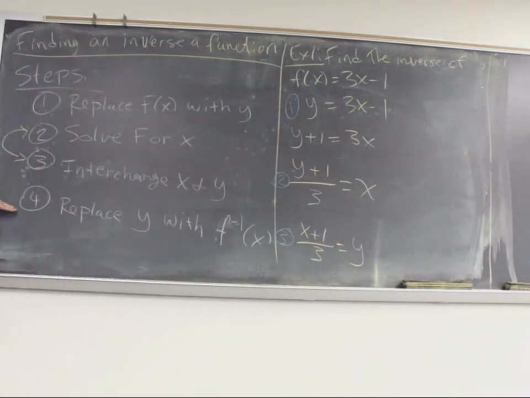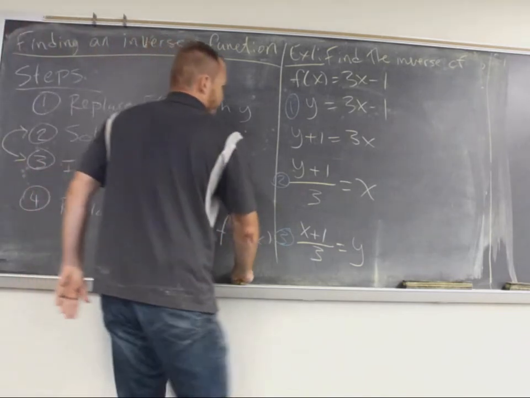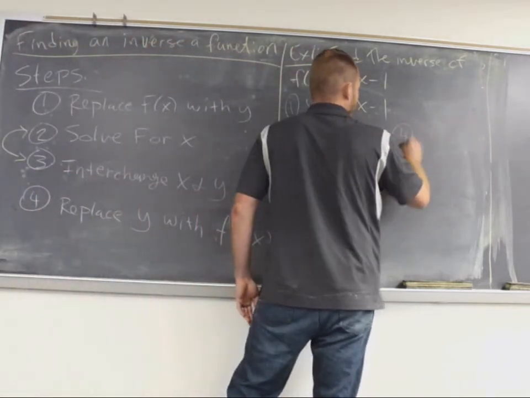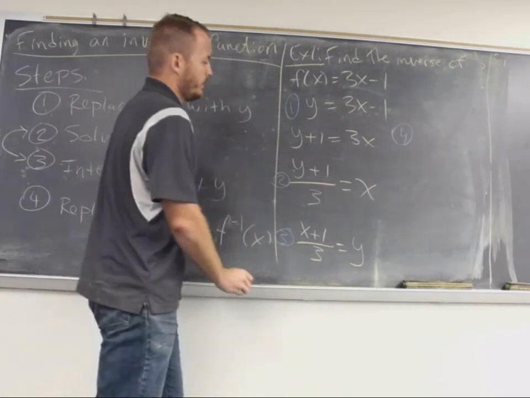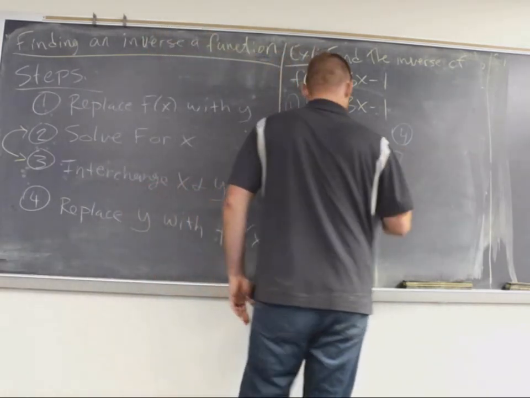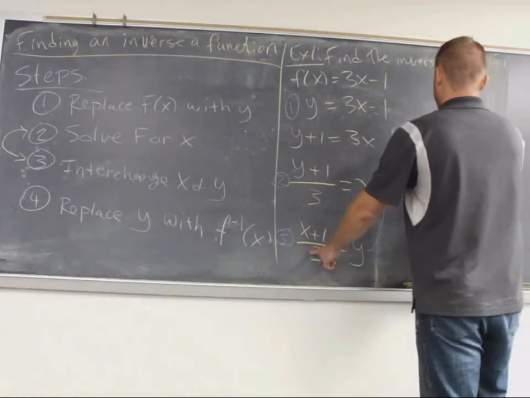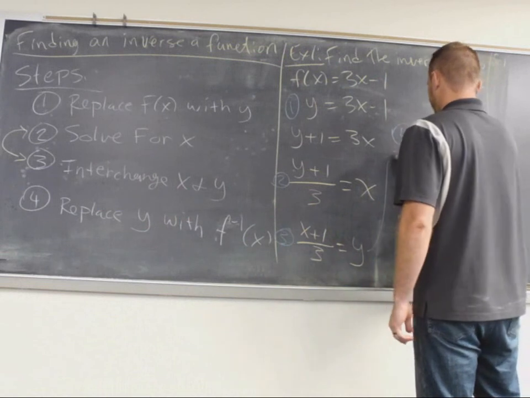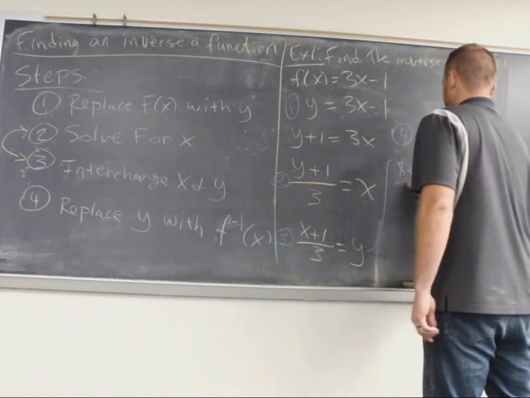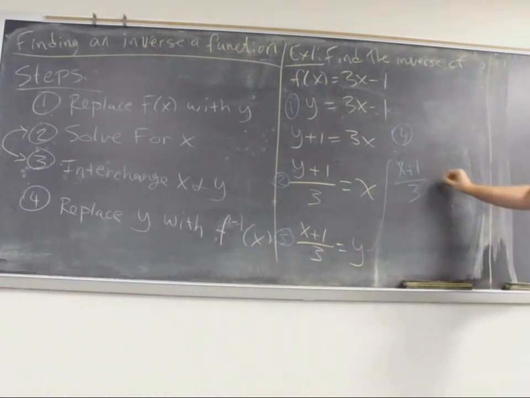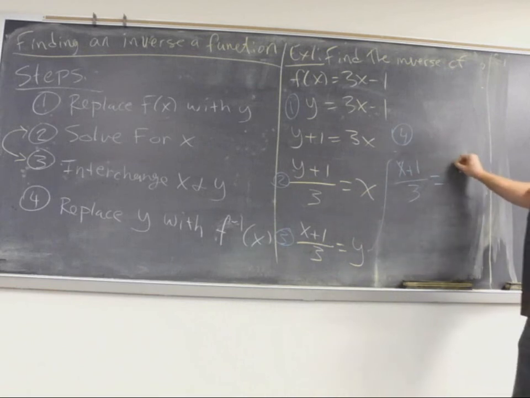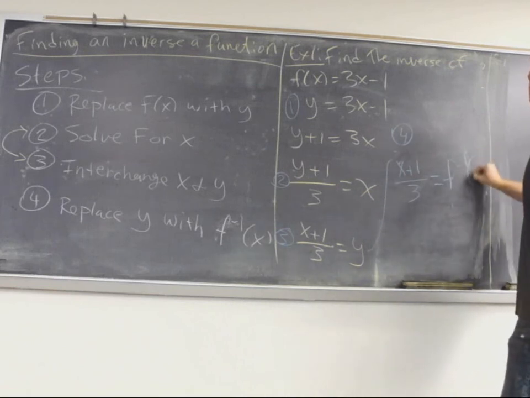And then the last step is to replace y with f inverse of x. So step 4 will come up here, and so this x plus 1 over 3 is equal to f inverse of x.